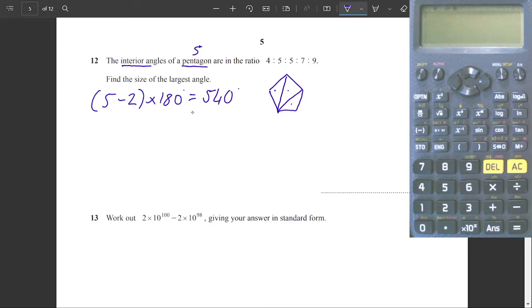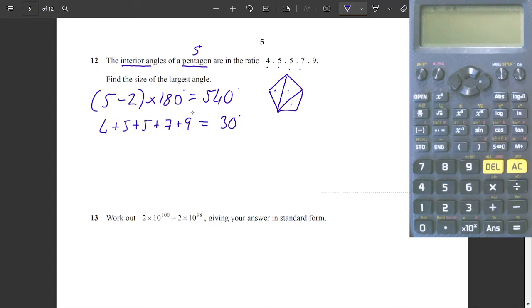4, 5, 5, 7, 9. That means if one angle is 4 degrees, the next one is 5, the next one is 5, the next one is 7, the next one is 9. Okay, so if we add that up, 4 plus 5 plus 5 plus 7 plus 9, what is that? That gives us 30, is it not? 30 degrees.